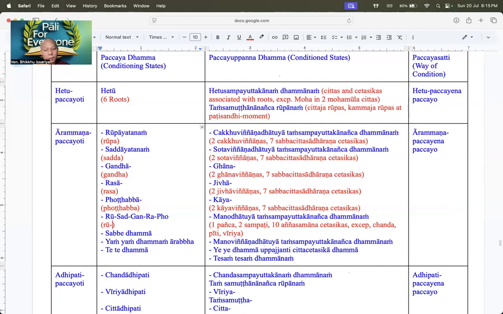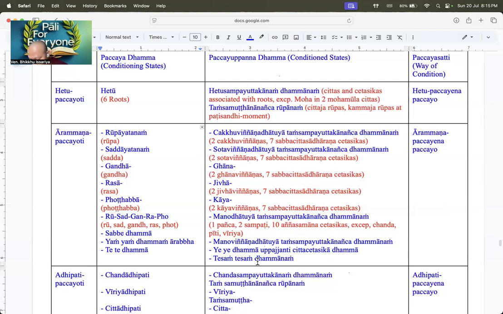So rupa, sadda, gandha, rasa, and photthabba in this way are five supports. How they work in detail, we will learn later in the object, like the pañcadvāra vīthi. Now sabbe dhamma.